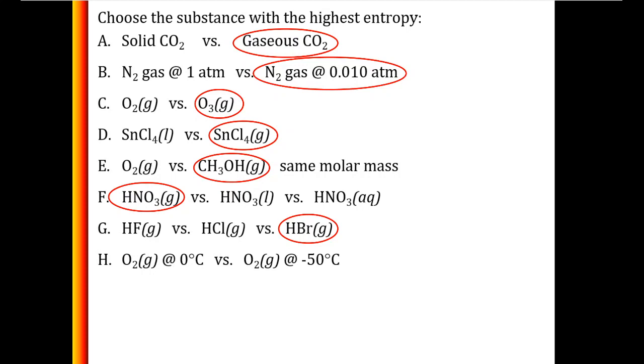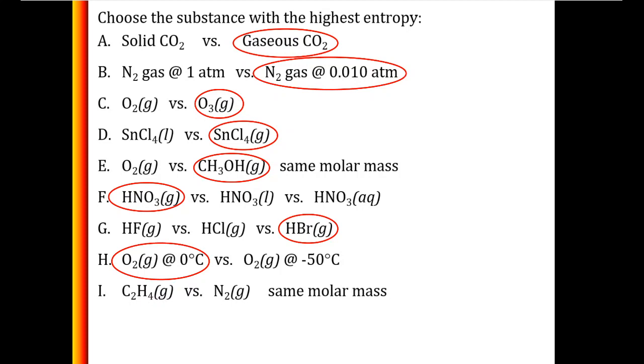Okay, one more. So we have gaseous oxygen at 0 degrees C versus gaseous oxygen at minus 50 degrees C. Both are quite cold, but which is going to have the higher entropy? Remember, if we increase temperature, we increase entropy. So if we lower temperature, we also lower entropy. So of course, the oxygen at 0 degrees C will have the higher entropy.